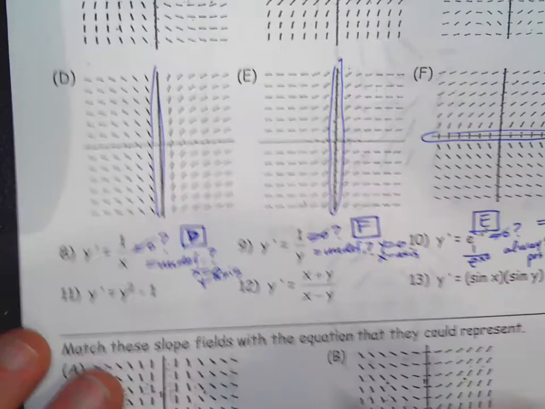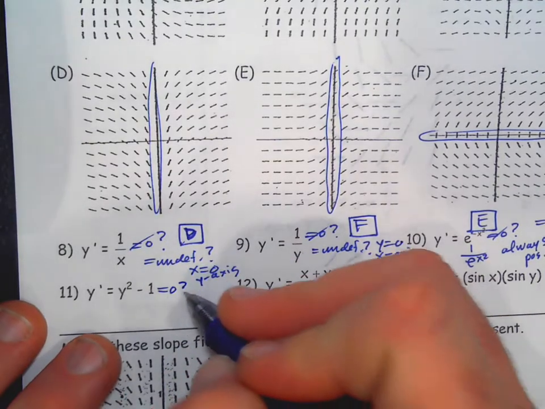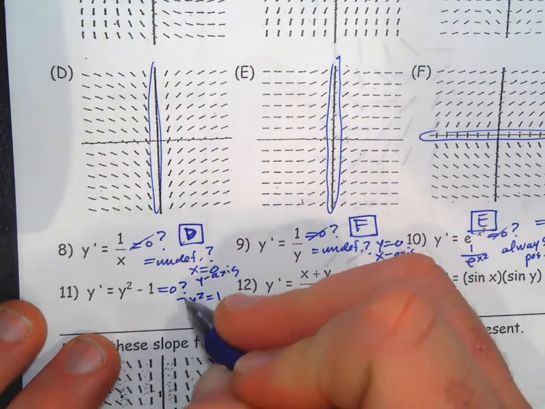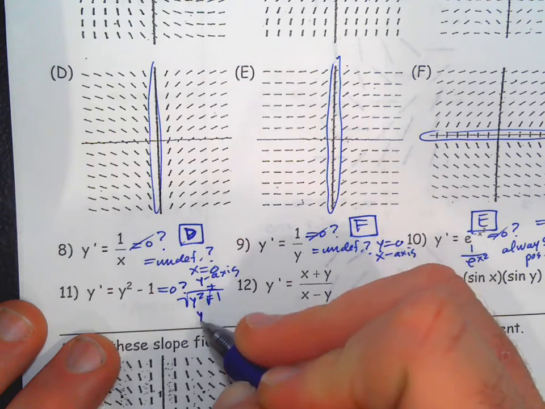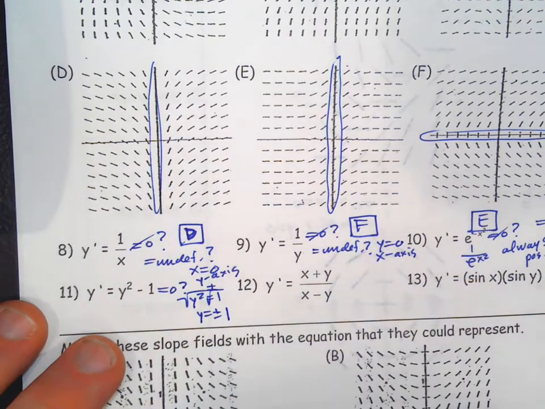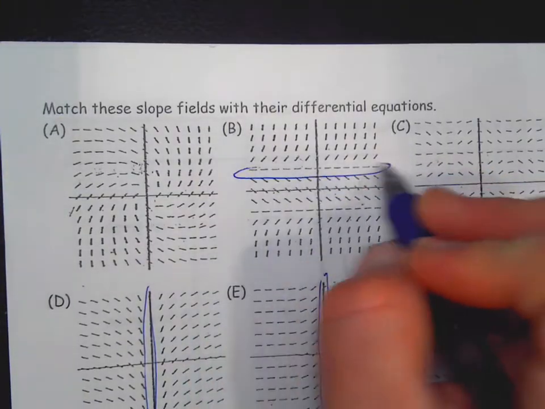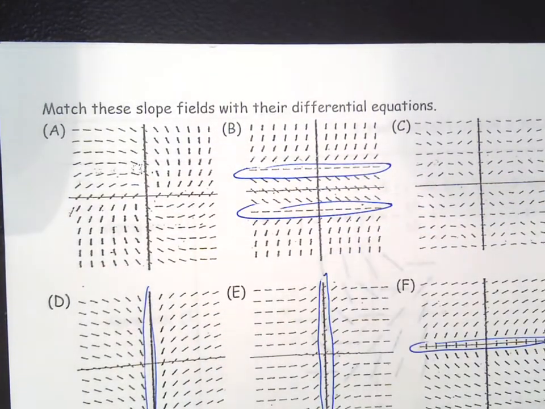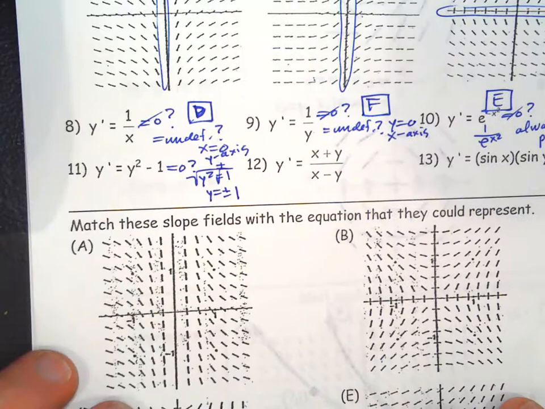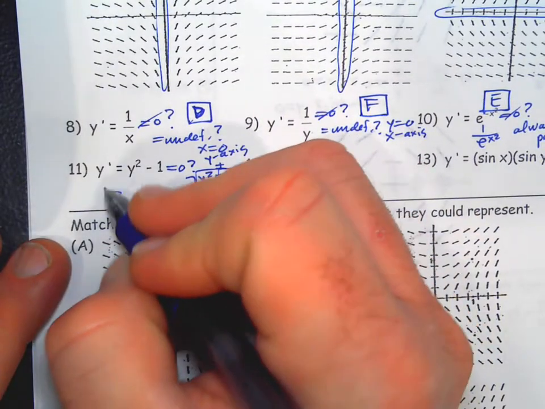Okay, number 11, when does this equal 0? Well, that's going to be y squared equals 1, square root of both sides, plus or minus. So when y equals plus or minus 1, those horizontal lines should have 0 slopes. And that looks like B, right? See those two chunks of horizontal line. So I think it's pretty safe to say B.